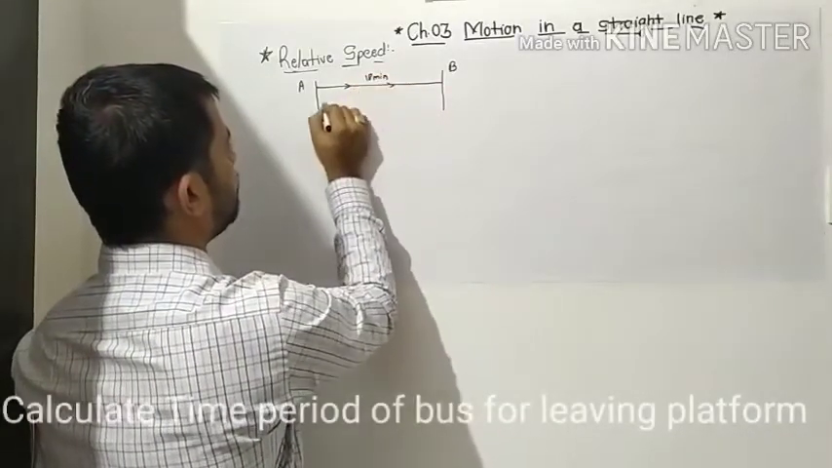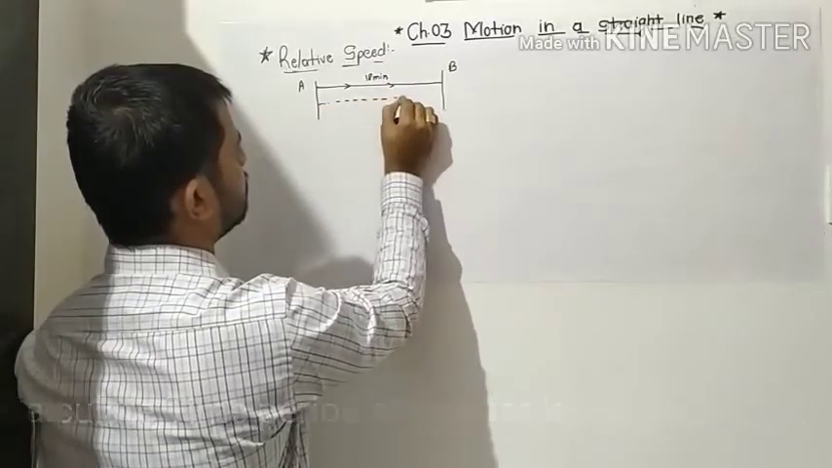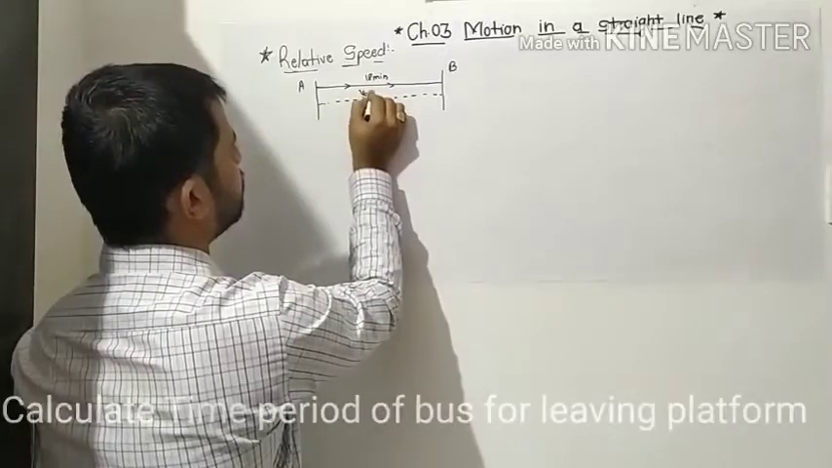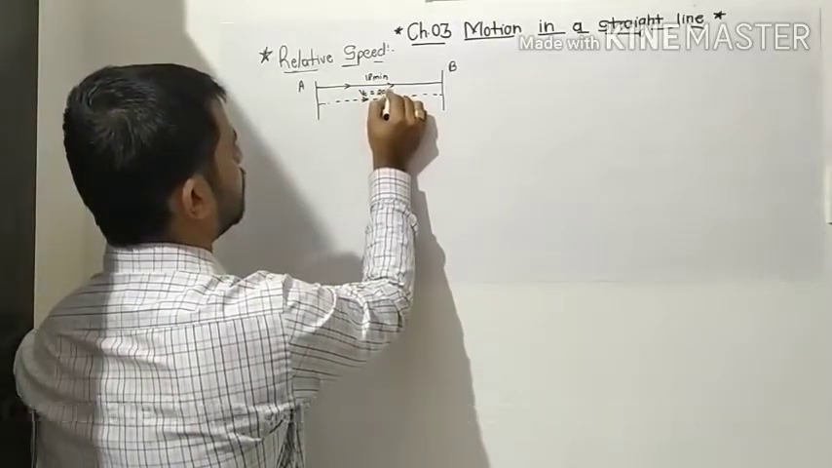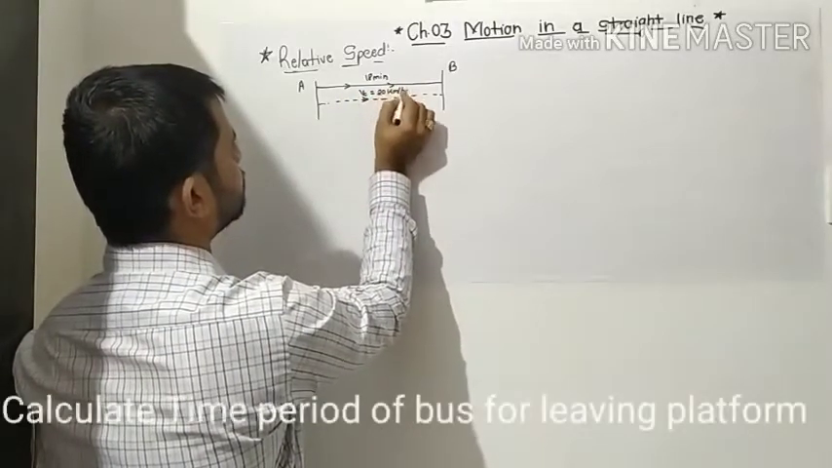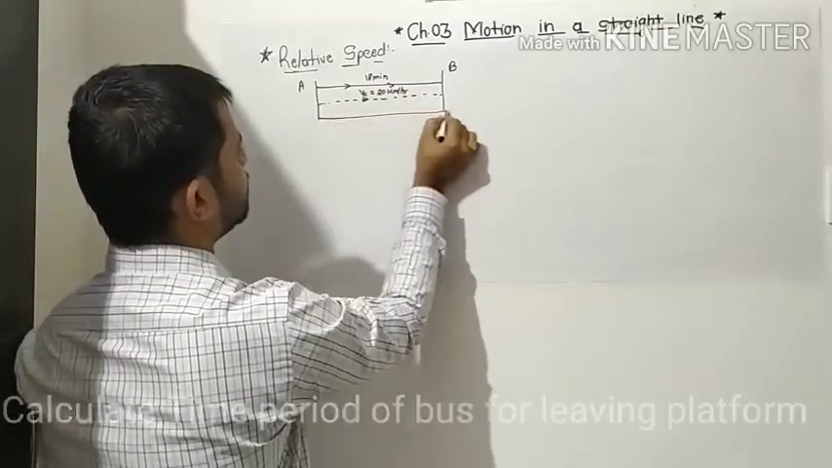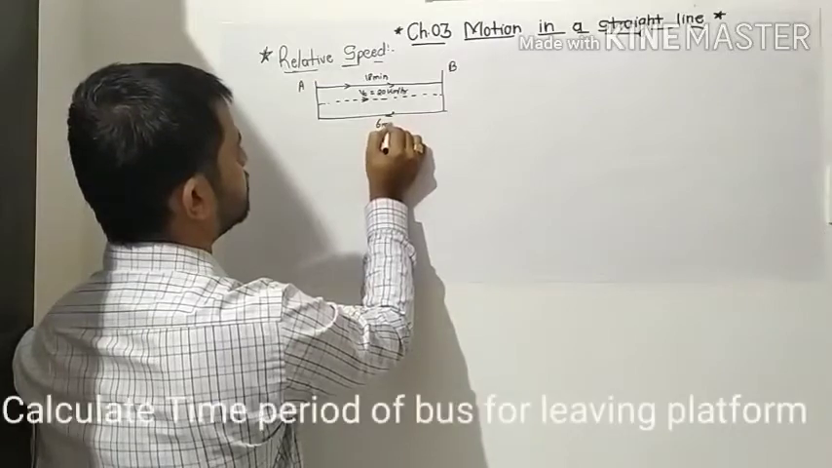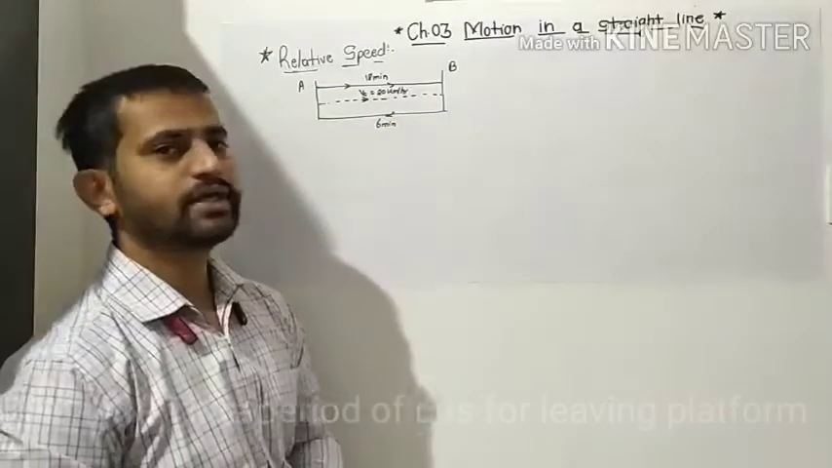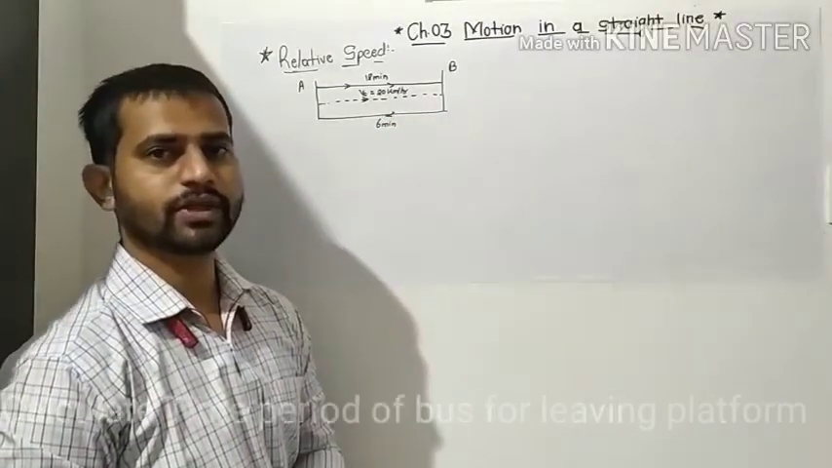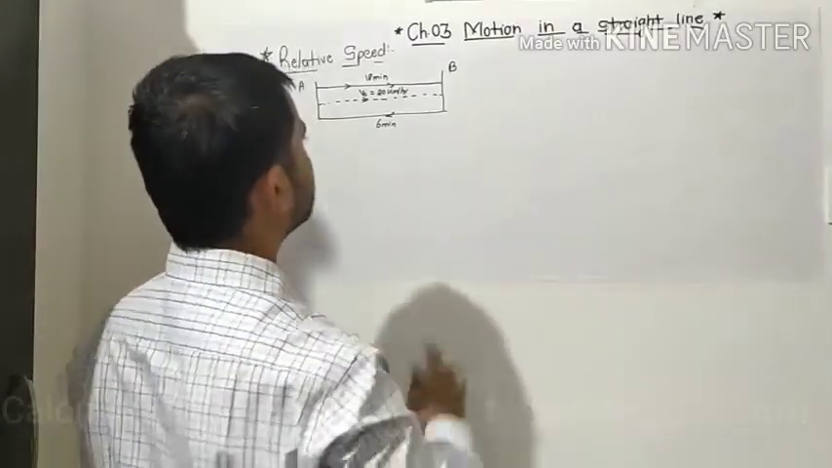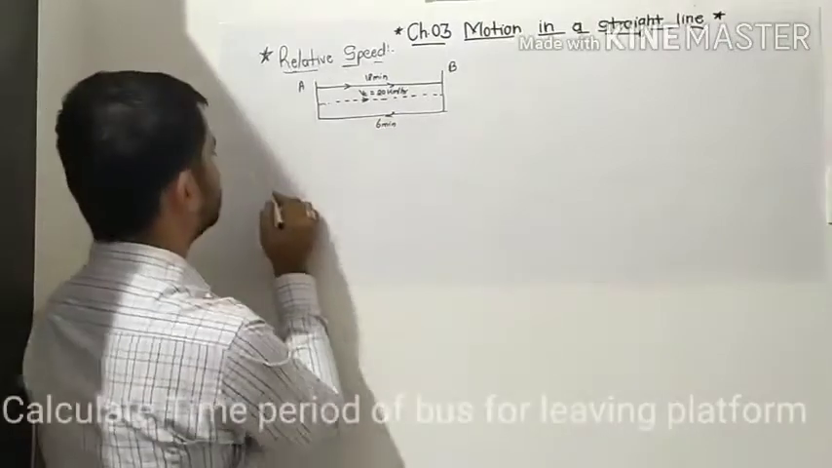In the same direction, the cycle is going with a velocity Vc equal to 20 kilometer per hour. And from the opposite direction, other buses are coming every 6 minutes. So now I will solve from this.